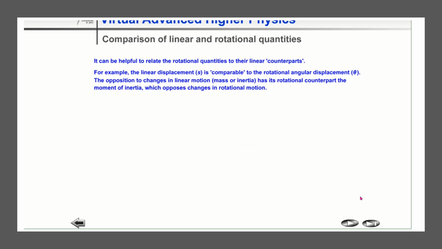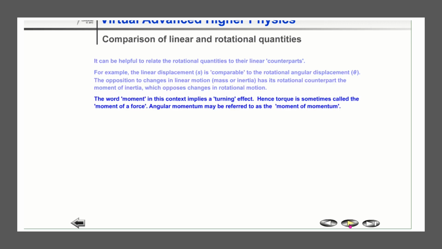Let's just go over and compare our linear and rotational quantities, to see how similar they are. It could be helpful to relate the rotational quantities to their linear counterparts. For example, linear displacement is comparable to angular displacement. Mass, or inertia, which opposes changes in linear motion, has its rotational counterpart in moment of inertia, which opposes changes in rotational motion. The word moment in this context implies a turning effect. Hence, the torque is sometimes called the moment of force. Angular momentum may be referred to as the moment of momentum.